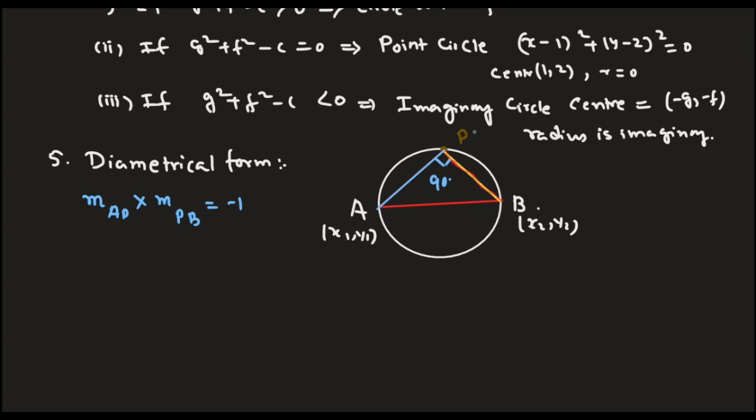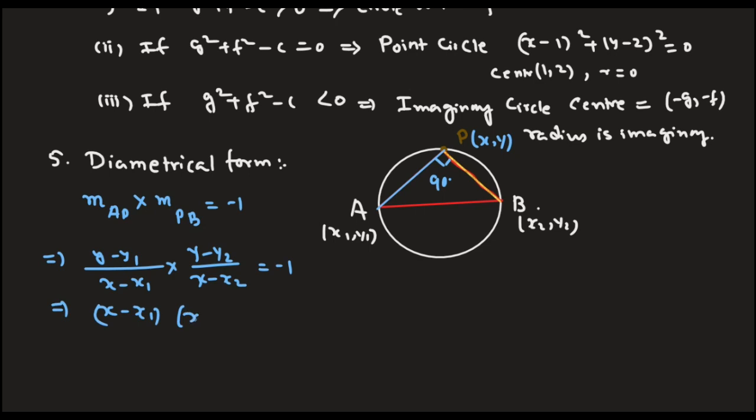So we take any point P on the circle with coordinates x comma y. So I have the 2 coordinates, and very easily I can calculate their slopes by using the slope formula. Here I have x, y and x2, y2. So y minus y2 divided by x minus x2, and this product should be equal to -1. After multiplying, we collect all the terms on one side, so it will be (x minus x1)(x minus x2) plus (y minus y1)(y minus y2), and the total result is 0.